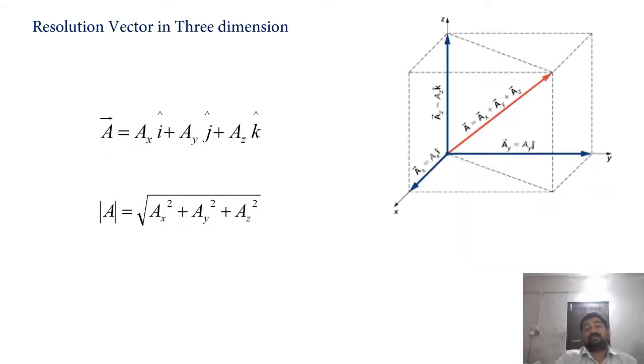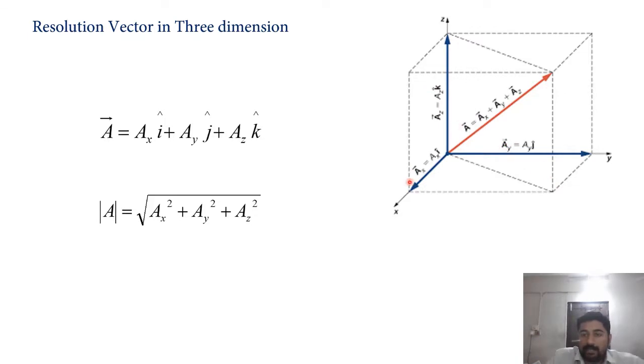So the resolution in 3 dimensions: how can you resolve in 3 dimensions? You know that in 3 dimensions you have x, y and z. The x and y can be interchanged, that's not a problem. So this is x, this is y, this is z. This is your vector a, which is a x plus a y plus a z. What are its components? a x is the projection along the x direction, a y is the projection along the y direction, and a z is the projection along the z direction. This is called a projection.